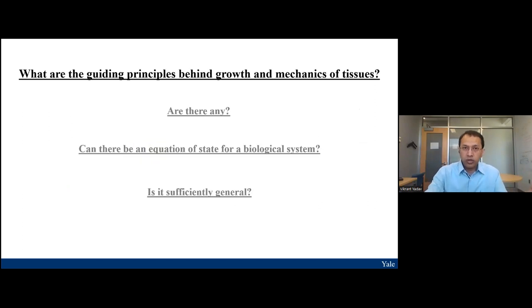And this is all motivated by the big, grand, overarching goal: are there general guiding principles which determine the growth and mechanics of these tissues? The simple questions you want to ask are, are there any principles like that? If there are, can they be written in terms of some kind of an equation of state? And finally, even if we can find one, is it sufficiently general so that it can be applied to a larger class of systems?